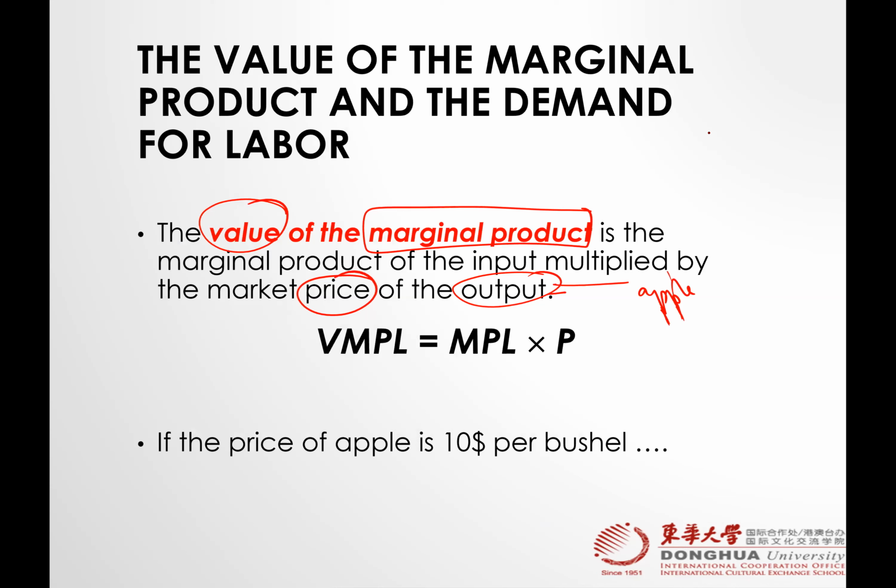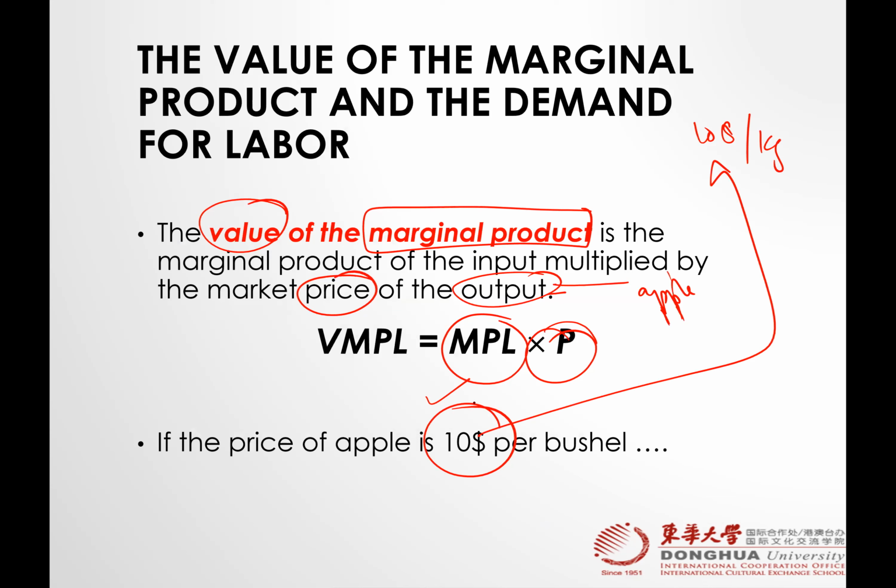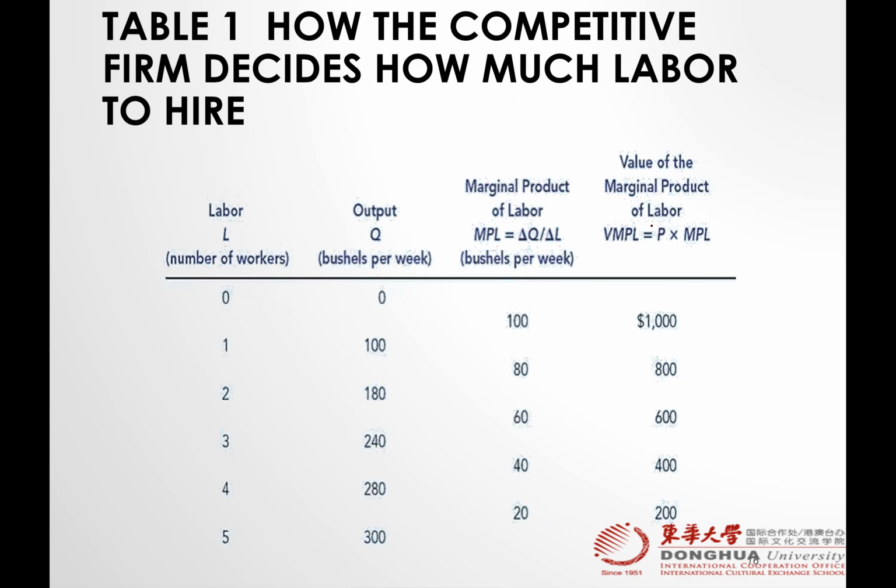So if the price of the apple is $10 per kg or per bushel whatsoever, we multiply it with the marginal product of labor, and we find out how much revenue this person is giving us, right? So this is the market price and this is the marginal product of labor. If the price of the apple is $10 per bushel, luckily this coincides. So let's talk about this. The value of marginal product of labor, we just multiply this with the market price of apple per bushel.